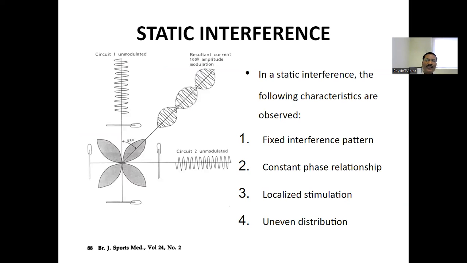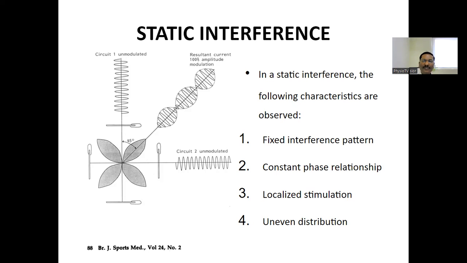Static interference has the following characteristics. First, a fixed interference pattern. We are using 4 electrodes, and out of these 4 electrodes, there is different modulation at different areas. As you can see, there is an unmodulated area, and at 45 degrees, there is a modulated area. This pattern is maintained throughout the treatment time.